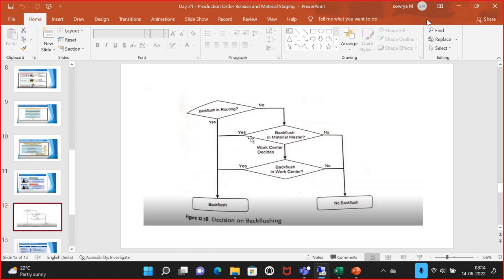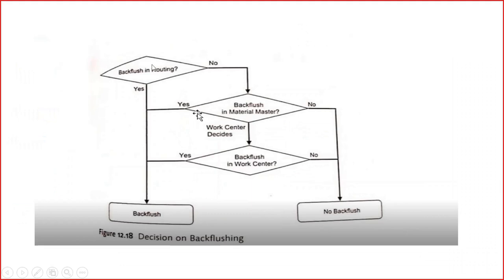Before doing that, you can understand this now. The very first case, it is taking backflush in routing. If it is yes, backflush. If it is no, then the next priority is given to the Material Master. If it is yes, the backflush indicator will be ticked. If it is no, no backflush. Then the work center decides. If it is a backflush, yes, it's a backflush. If it is no, then no backflush.